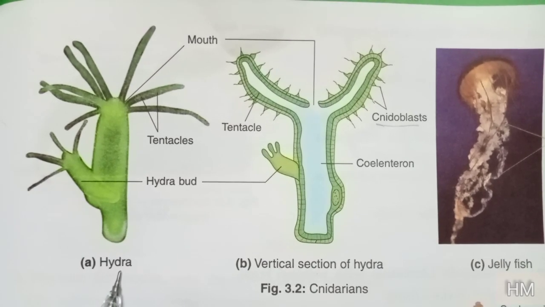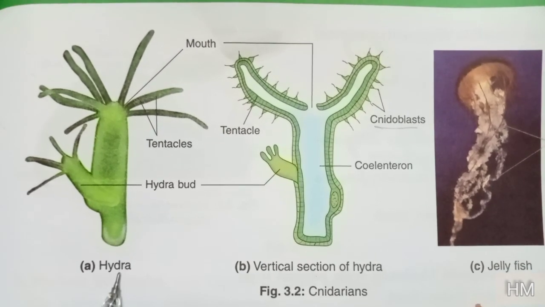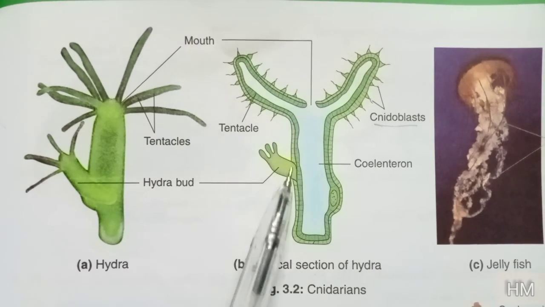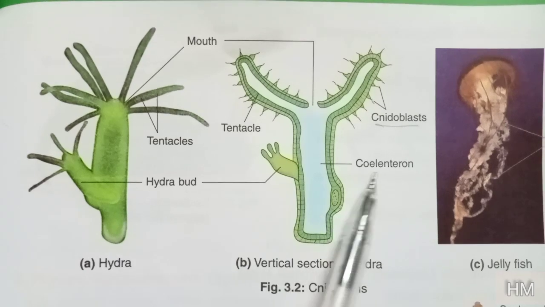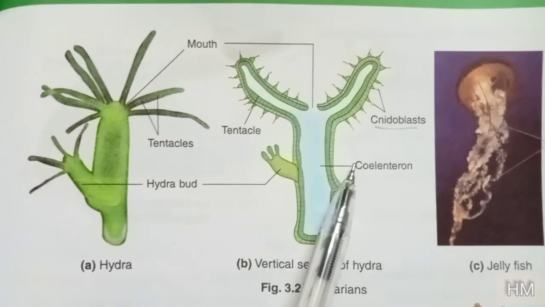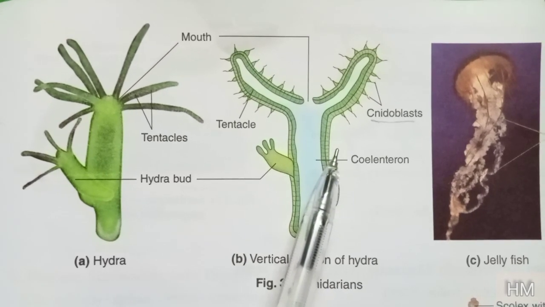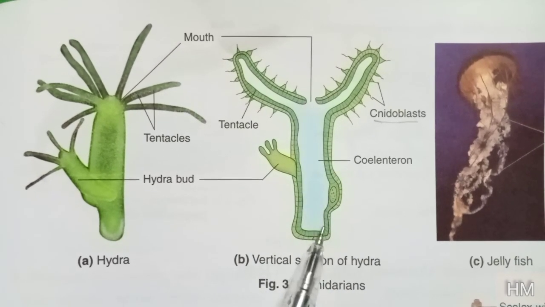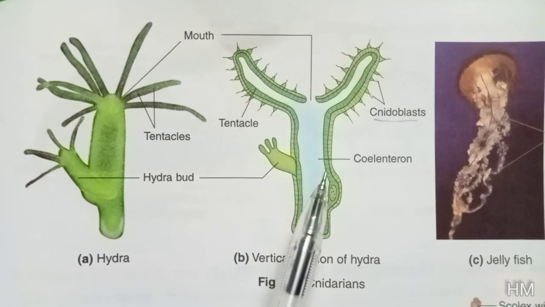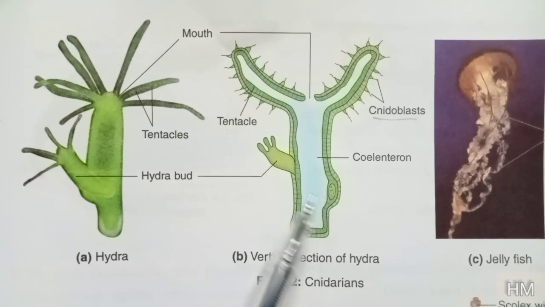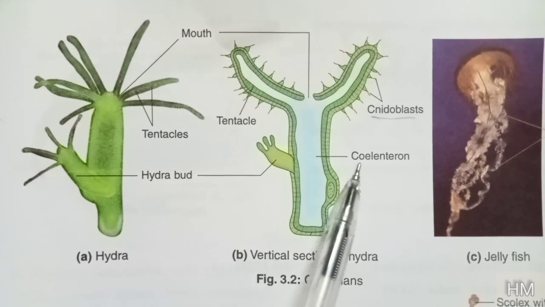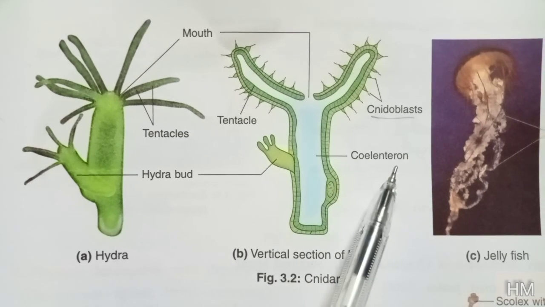Hydras are basically aquatic animals which are mostly found in the oceans. If you observe, they have a hollow cavity called the coelenteron. Now, in the previous one, we observed that organisms belonging to the Porifera have small pores, whereas Hydra do not have pores. Hence, they do not go in the phylum Porifera. Whereas they have a hollow cavity called the coelenteron.